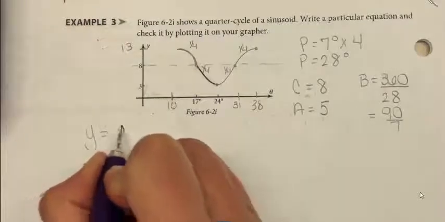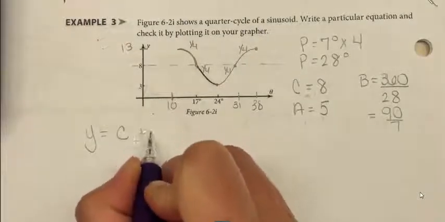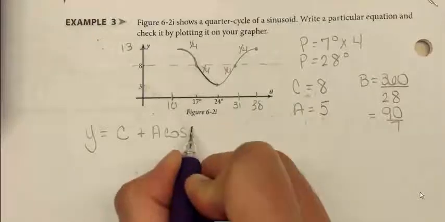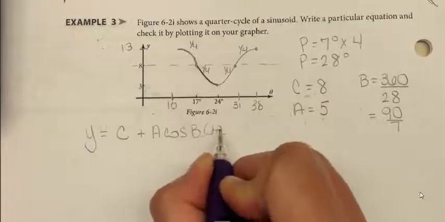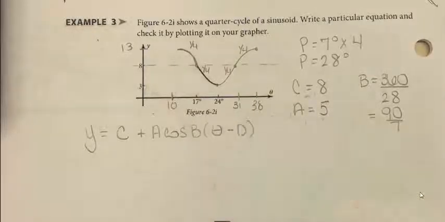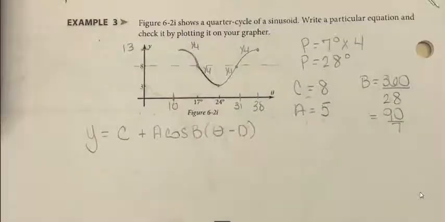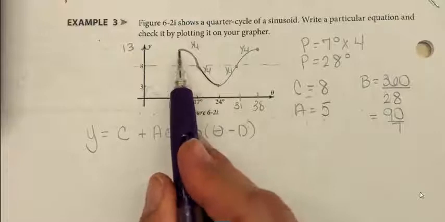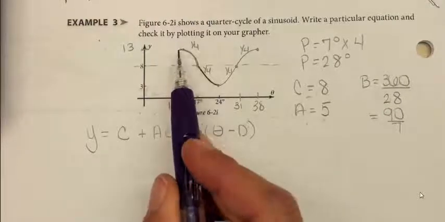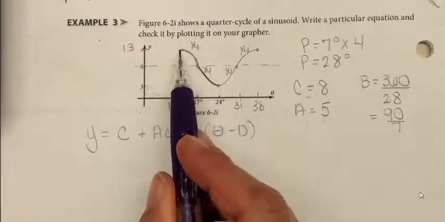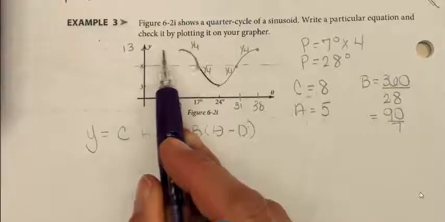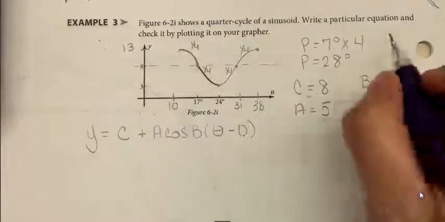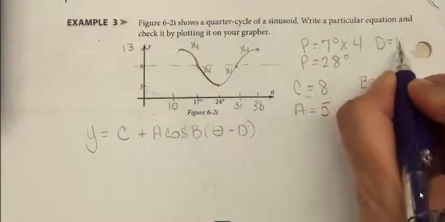So I've got y equals C plus A cosine of B theta minus D. Phase displacement might be helpful here. It looks like my highest point is over here at 10. So we can say that this whole thing was shifted 10 to the right. So that's going to be my D, which is 10 degrees.